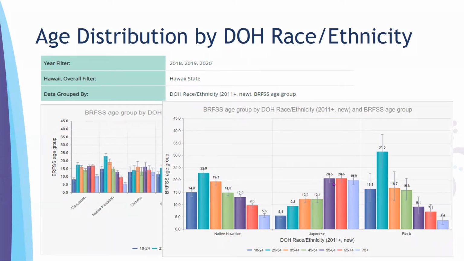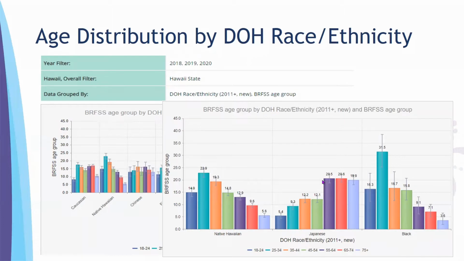So in the Japanese population, about 60% are 55 or older, compared to if you look here at the Black population, that's going to be only about 20%, right? So it's a big difference. So if you want to really compare a disease condition among these populations, it might be important to age adjust.